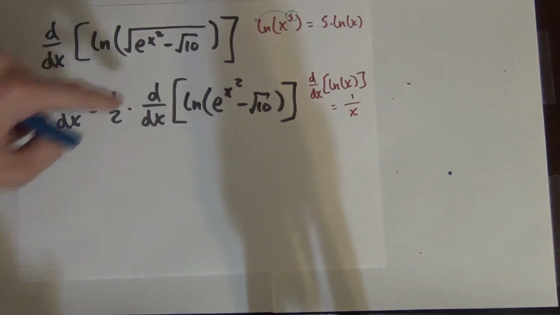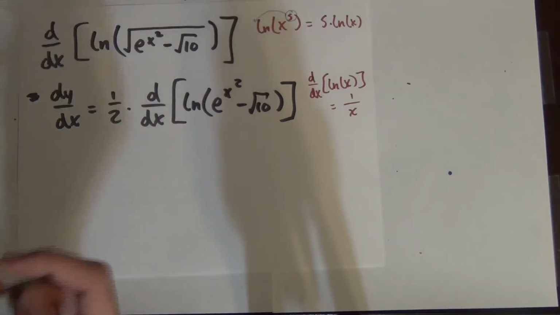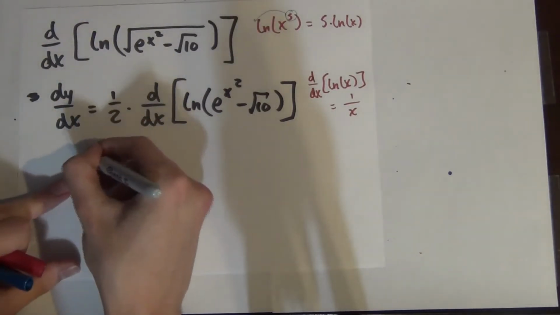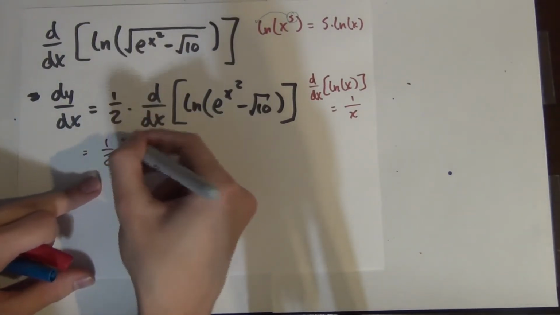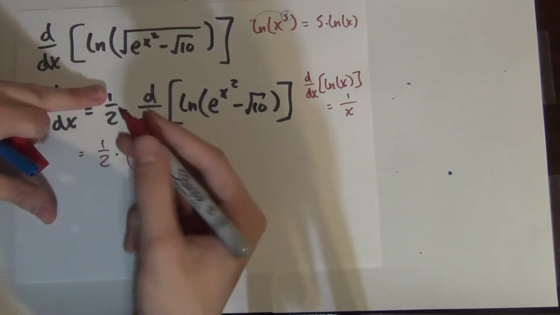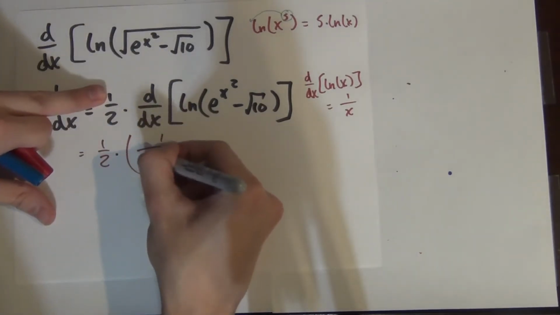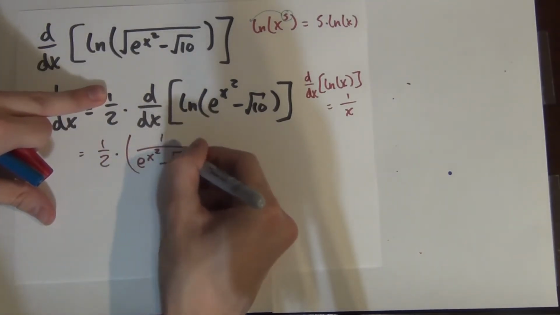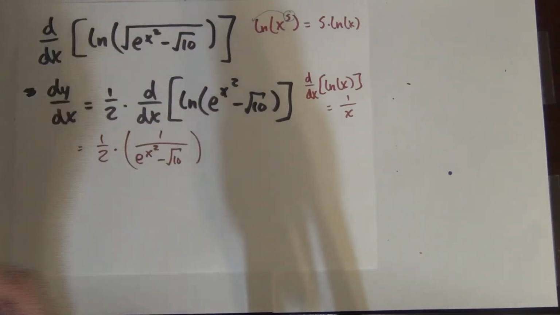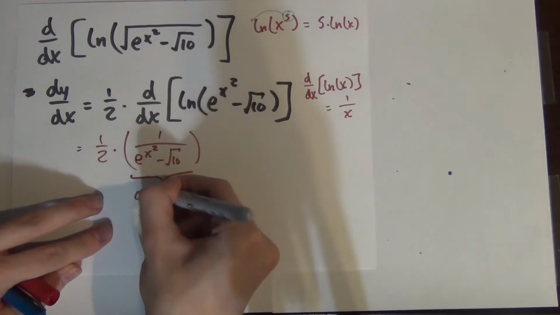So if I'm taking the derivative of the natural log of complicated stuff, that's going to equal this 1/2 right here. That is going to equal 1 divided by complicated stuff, e to the x squared minus the square root of 10. So this right here would be my outside function.